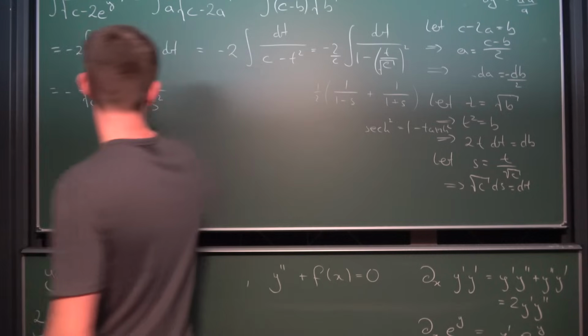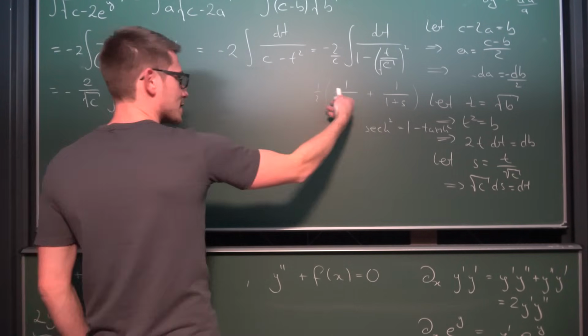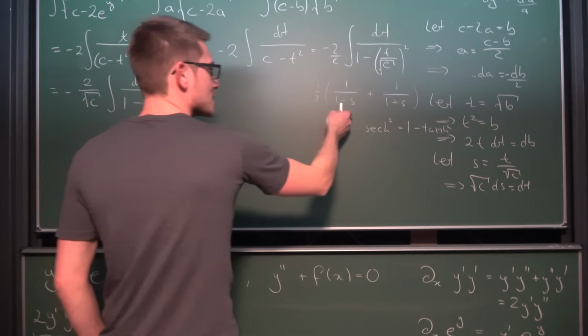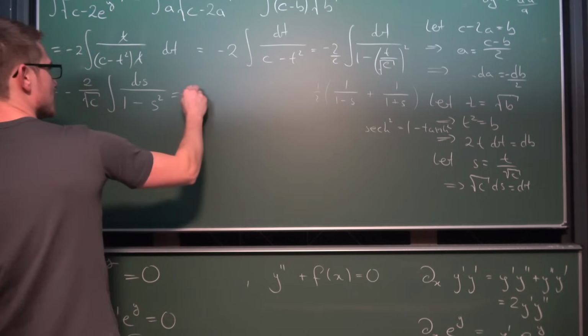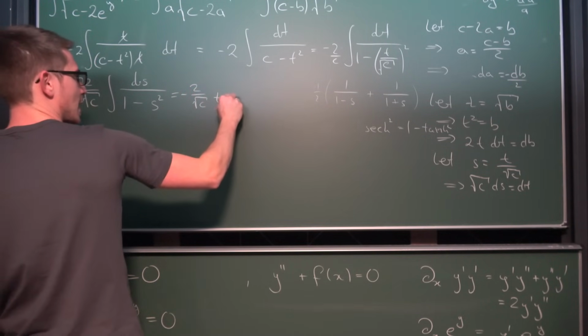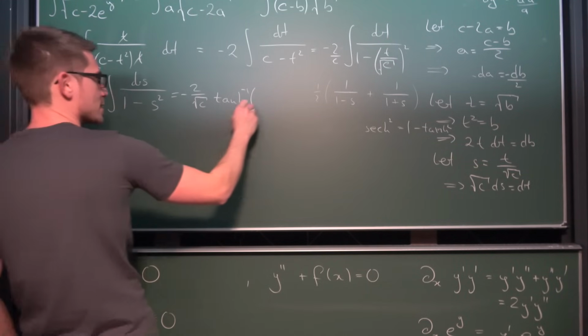I'm going to go with the idea that this could either be the difference or the addition of two logarithms of 1 minus s and 1 plus s, or it could be a negative 2 divided by c times the inverse hyperbolic tangent of, in our case, s.